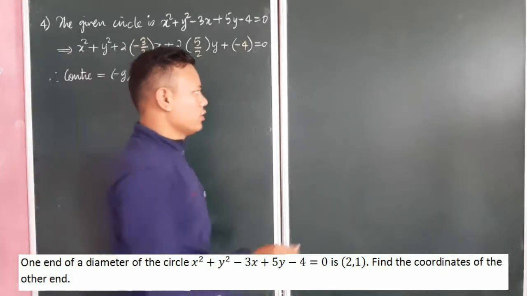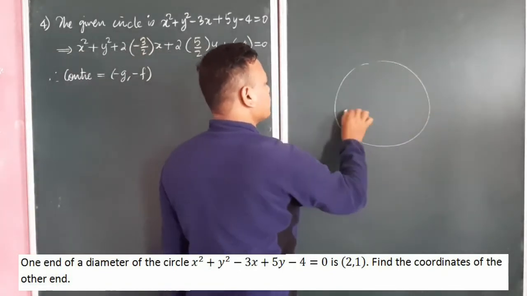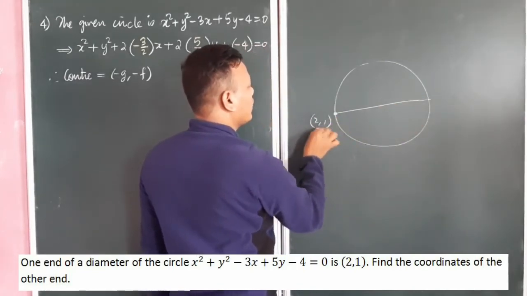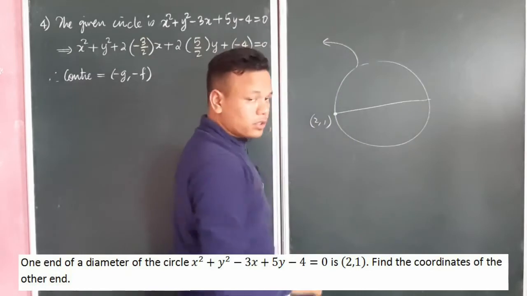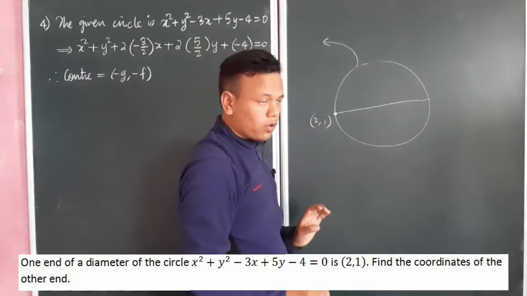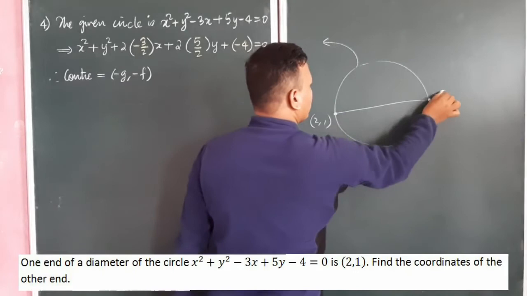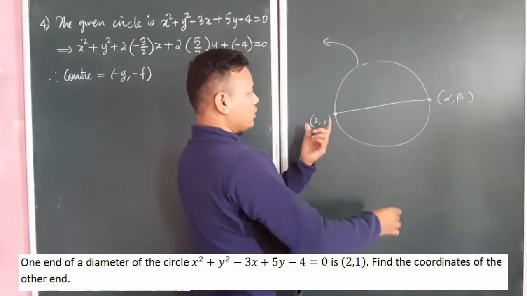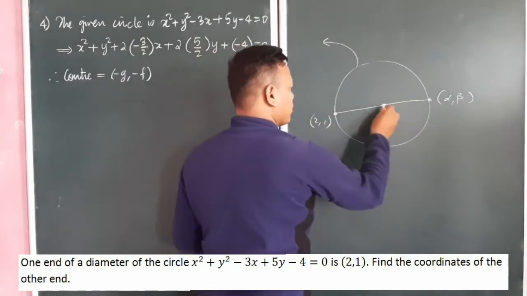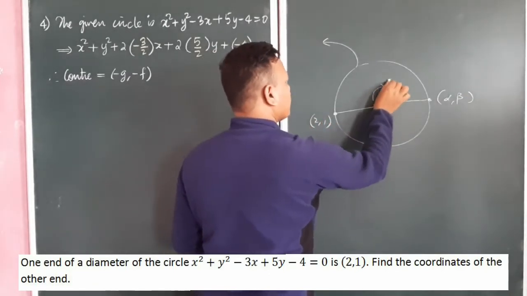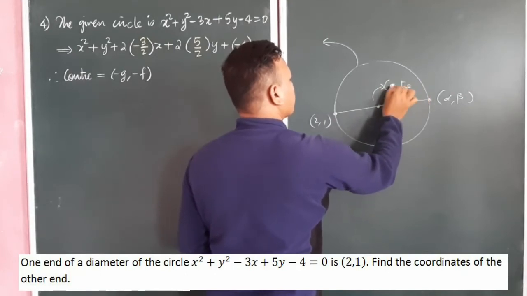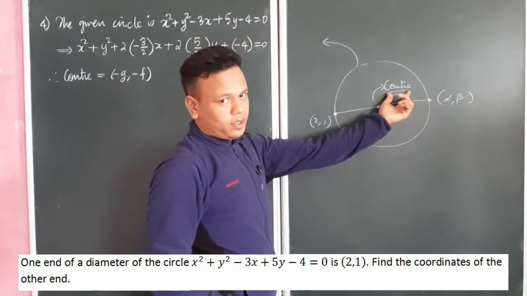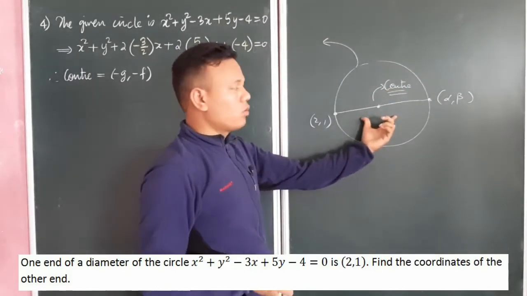So basically there is a circle and there is a diameter. One end of the diameter is given to be 2 comma 1 and the equation of the circle is given out here, which I have written down in general form. You need to find the coordinate of the other end. So let me call the coordinate alpha comma beta. Now the midpoint of this and this will be your center, isn't it? So that's what we are going to find first.